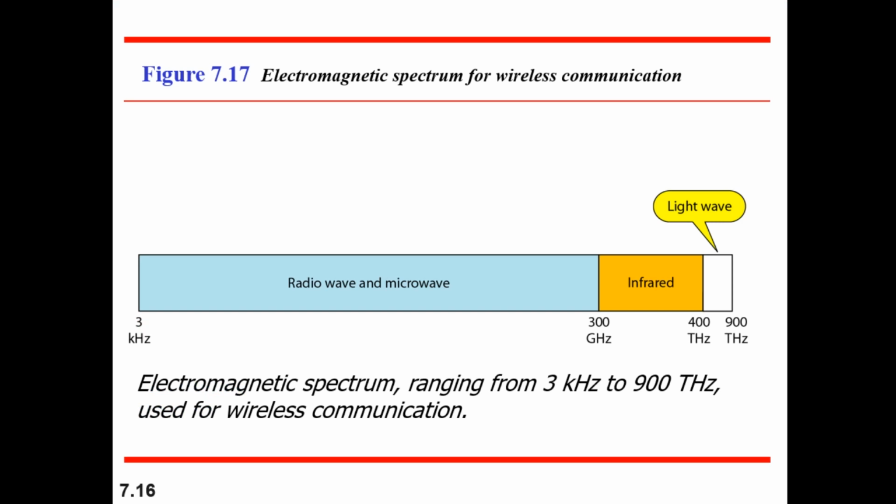This is a portion of the electromagnetic spectrum. It shows that the whole electromagnetic spectrum ranges from, let's suppose, 3 kilohertz to hundreds of terahertz for wireless communication. This lower range of frequencies, like 3 kilohertz to 1 gigahertz, is used for radio communication, and then we have an optical region where the signal becomes light. In optical we have various categories like infrared, ultraviolet, and the visible spectrum, and so on.